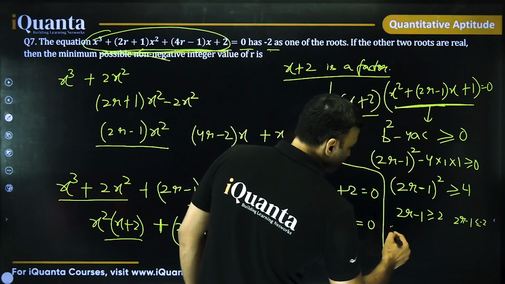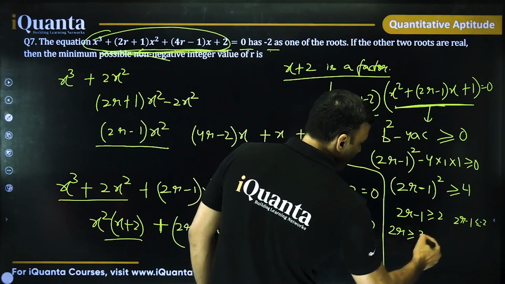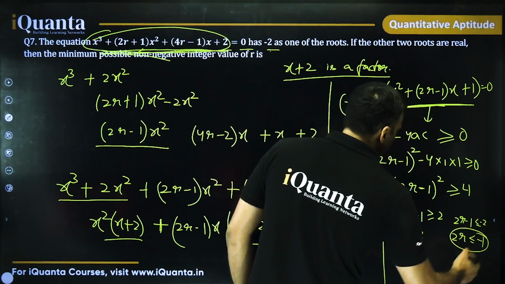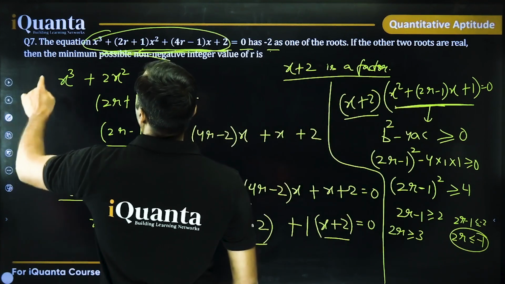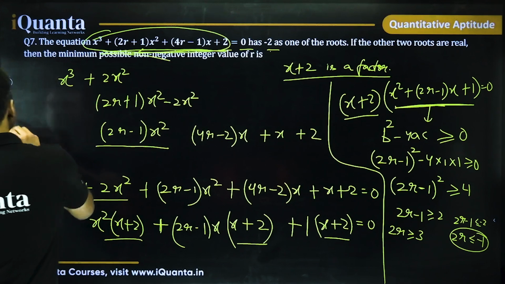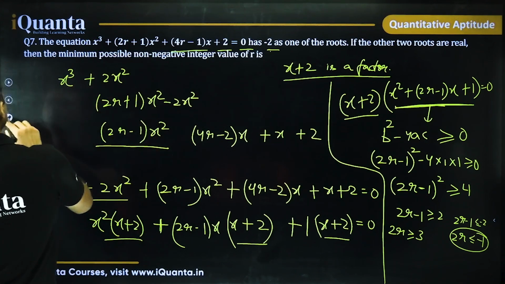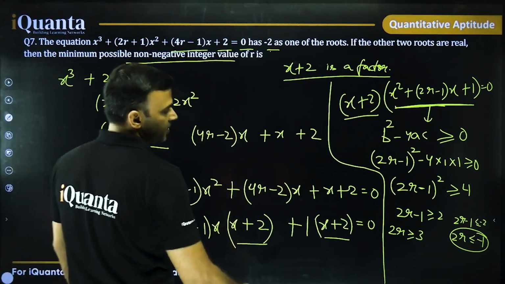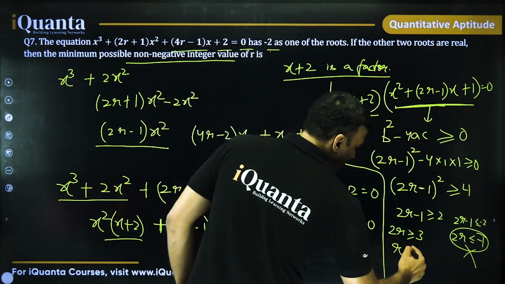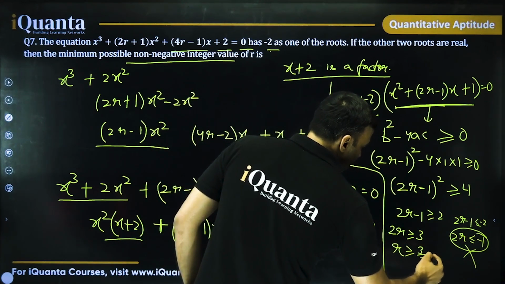So this one gives us 2r greater than or equal to 3, and this one gives us 2r is less than or equal to minus 1. This is ruled out because we need an equation which has real roots. Then the non-negative, yeah, it was non-negative. This is all negative, so forget about it. So this gives us r greater than or equal to 3 by 2, that is 1.5.